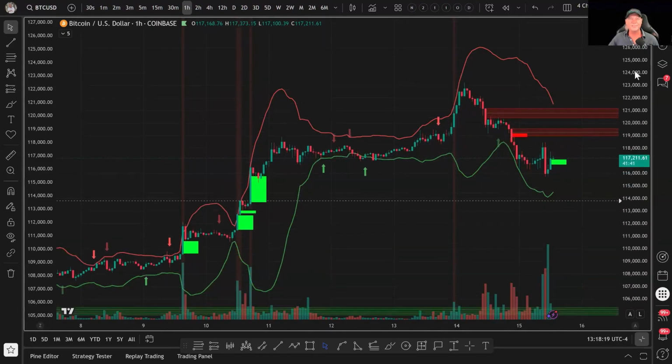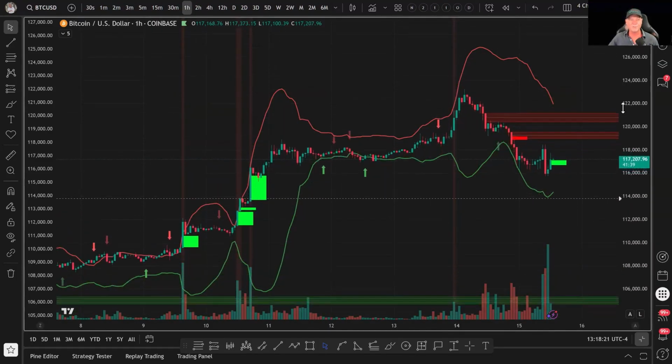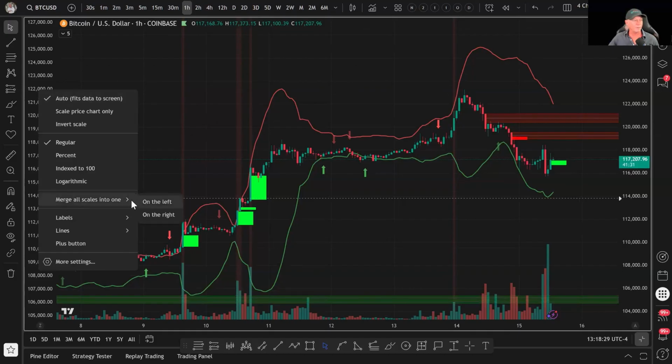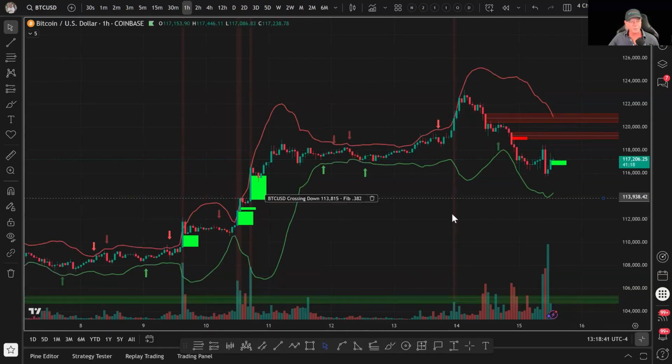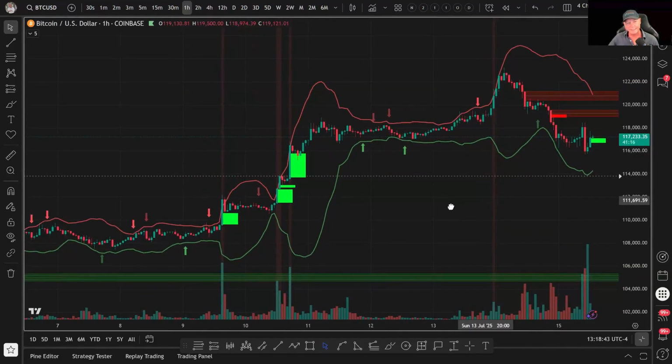They don't move together, and we want them to move together. So again, right click in this left-hand margin area where the numbers are, right click, go down to merge all scales into one on the right. Okay? And the rest of this, just leave it as regular. Don't use logarithmic or percent or any of that. It'll bugger it.